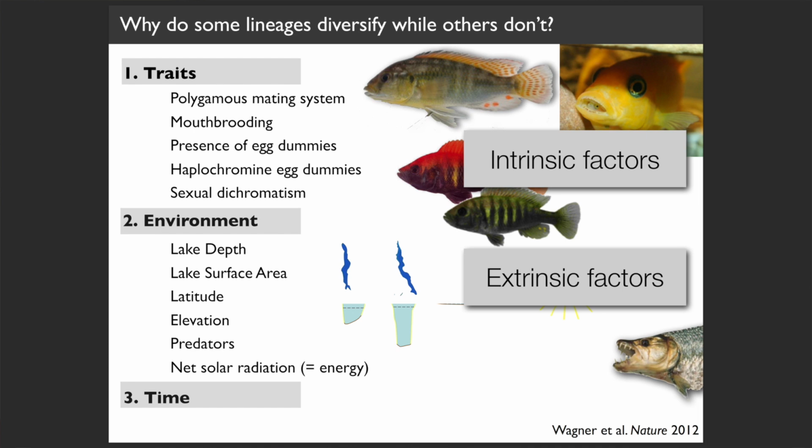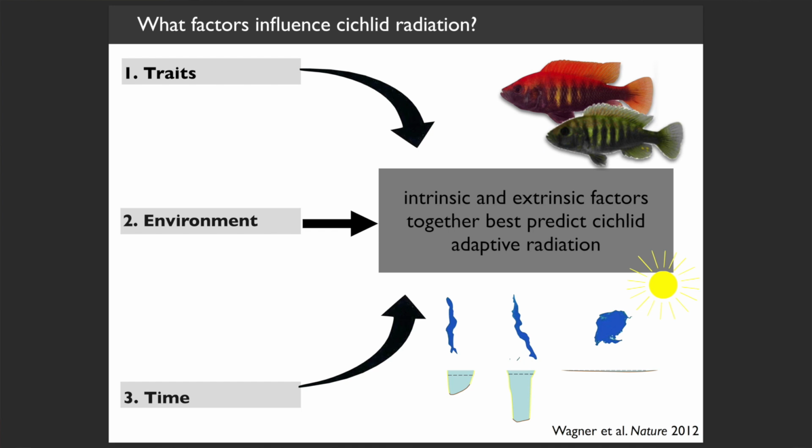And when we analyze all of these potential predictors and models together, we invariably find that the best models include both intrinsic and extrinsic factors in predicting when cichlid adaptive radiations happen. And so this leads us to a picture of thinking about cichlid adaptive radiations as happening as an interaction between the intrinsic biology of the organisms and the environment that they encounter.